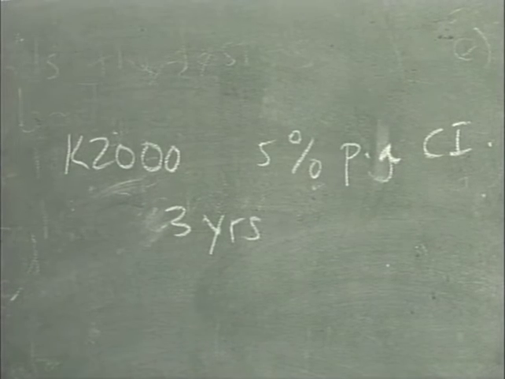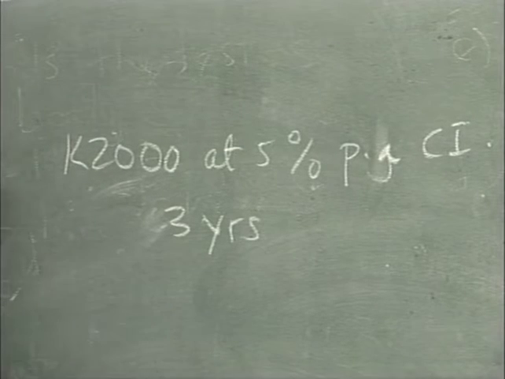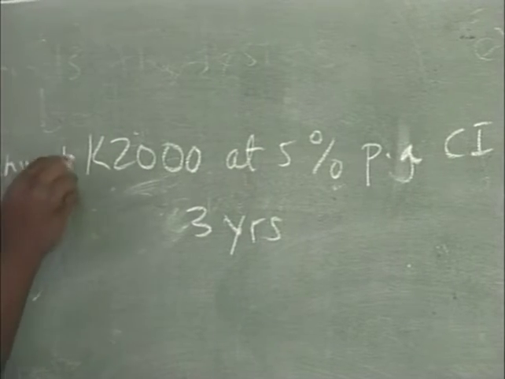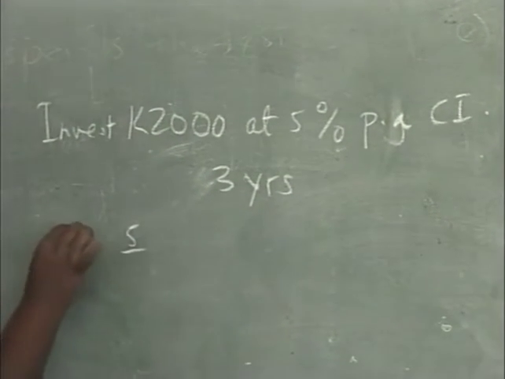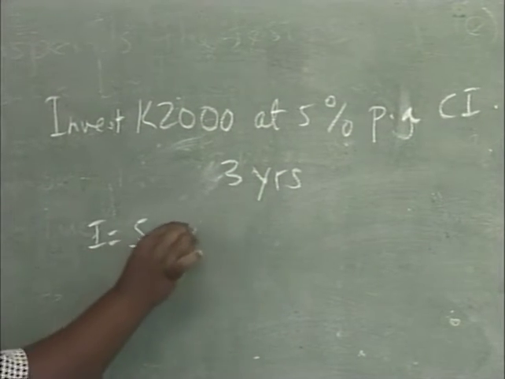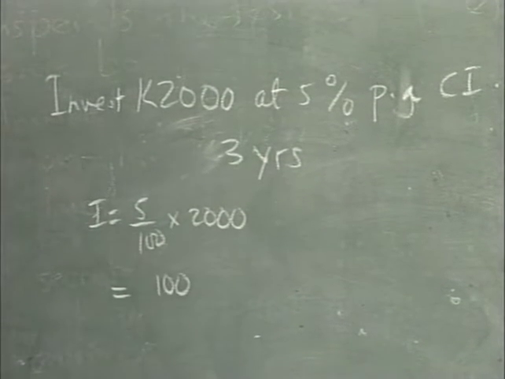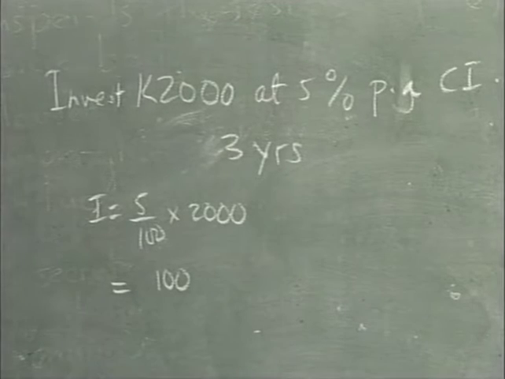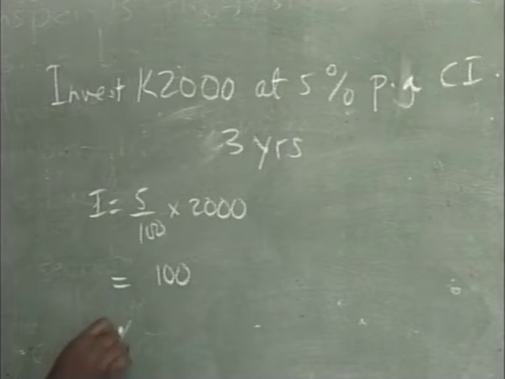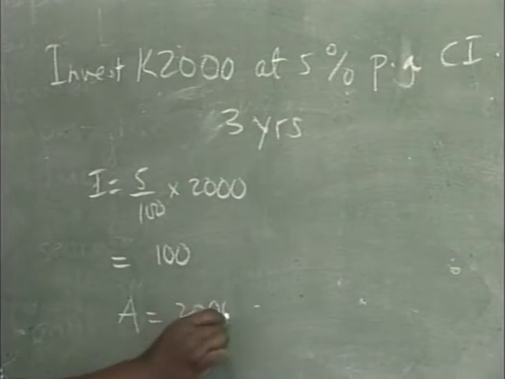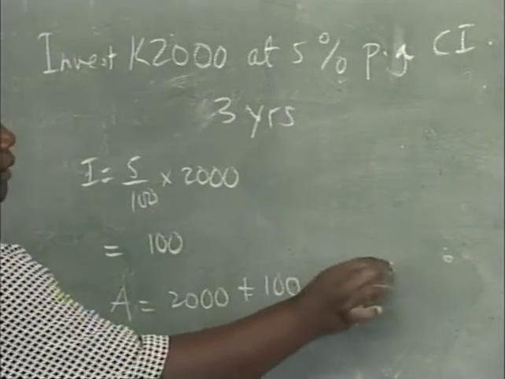Okay, if you invest 2,000 kina at 5% per year compound interest, how much money should you get after 3 years? And this is what happens. To find the interest, you get 5% of 2,000 kina and you get 100 kina, I hope. Yes? Okay. You then add that 100 kina to 2,000 kina. That gives you an amount of money. So you get 2,000 plus 100, you get 2,100 kina.